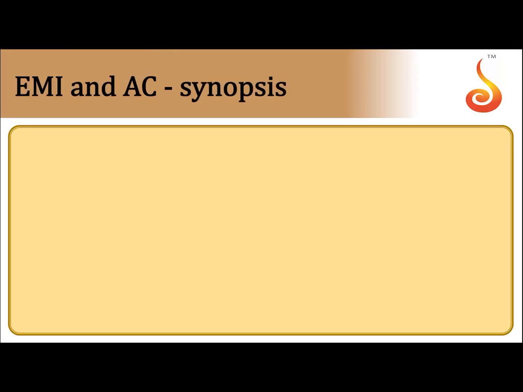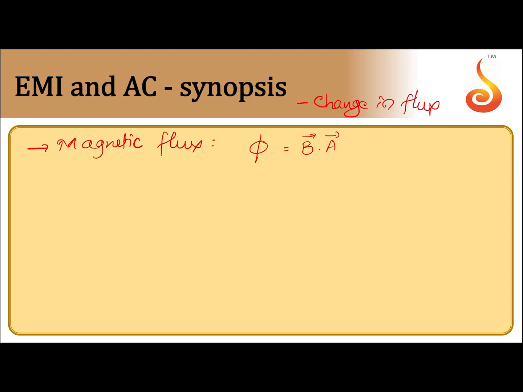The basic idea of EMI and AC arises from the idea of change in flux. So, what is flux? What is magnetic flux? The first idea that we need to revise is the idea of magnetic flux. Magnetic flux is very similar to the idea of electric flux, and we can write it as the dot product of magnetic field vector and area vector.